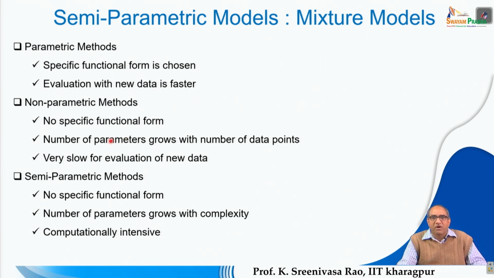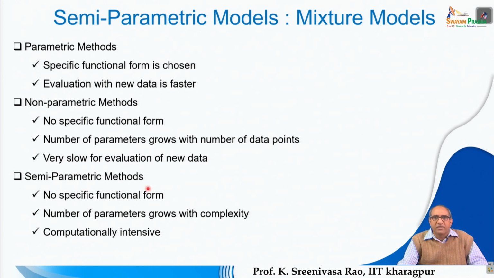That way the number of parameters grows with the number of data points, and it is also very slow to evaluate for new data. If for a given new vector you want to estimate the probability density, that takes a lot of time, because there are several data points and a lot of parameters. So it takes a lot of time to evaluate for new data.